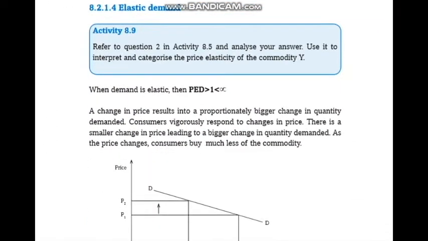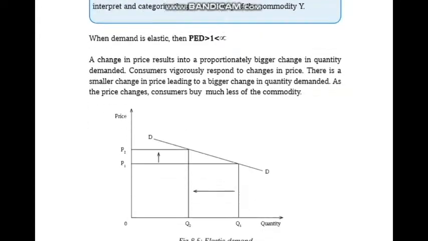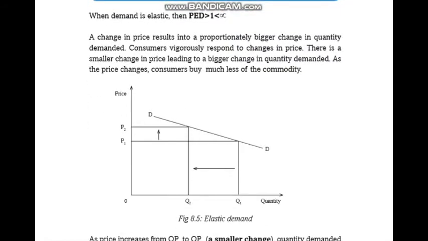Now for elastic demand, refer to question 2 in activity 8.5 and analyze your answer. Use it to interpret and categorize the price elasticity of commodity Y. When demand is elastic, PED is greater than 1. A change in price results in a proportionately bigger change in quantity demanded.